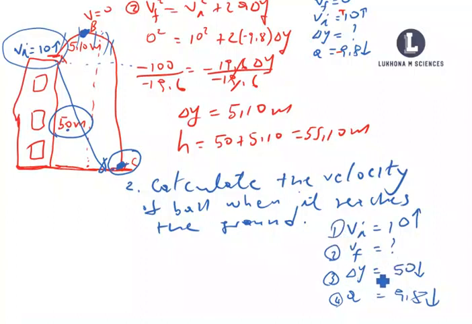Then you go to the formula sheet and choose the one with these 4 quantities. Now which formula is this? The same formula, this one. So we are going to use the final velocity squared, which is equal to the initial velocity squared, plus 2a delta y. The final velocity is what we are looking for. The initial velocity is 10 squared, which is positive, plus 2.